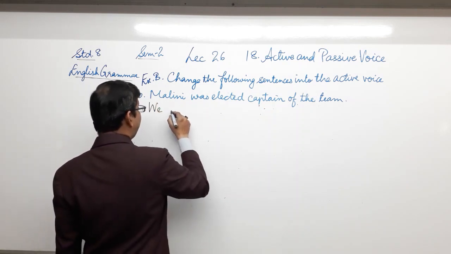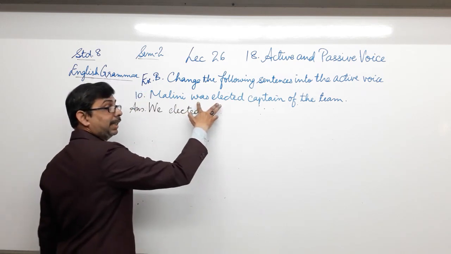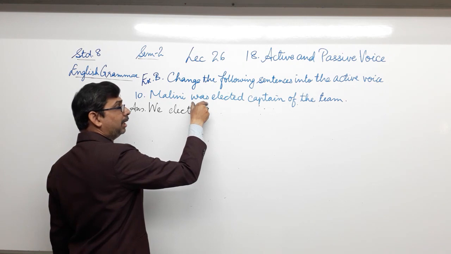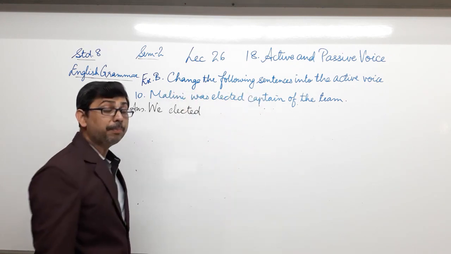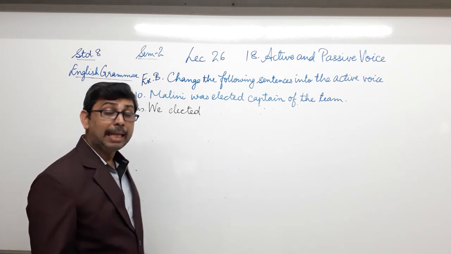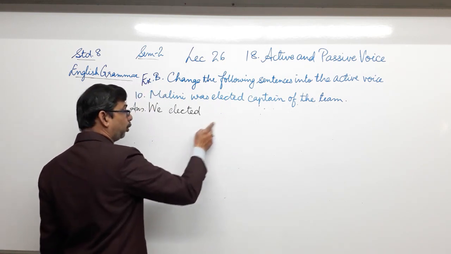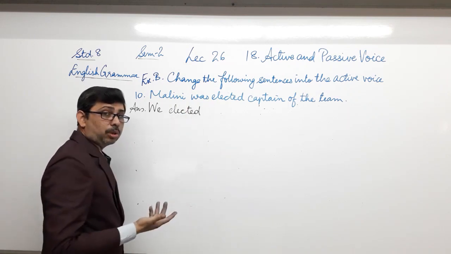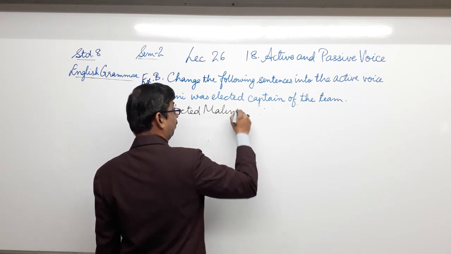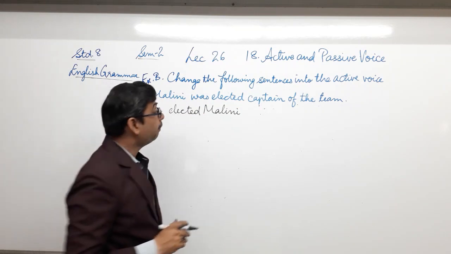We elected. Have a look at the tense, the verb that you need to use over here. Was elected. So elected is the past participle form along with the past auxiliary verb, a member of the be family, that is was. Hence we can say that the passive voice is in the simple past tense and we will maintain the same tense. Elect is the present form, elected is the past form, as well as the past participle. So we will change the past participle into its past form, where the spelling and the pronunciation will remain the same. We elected Malini.